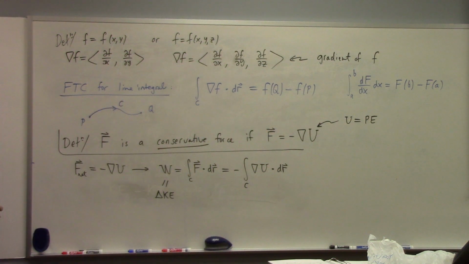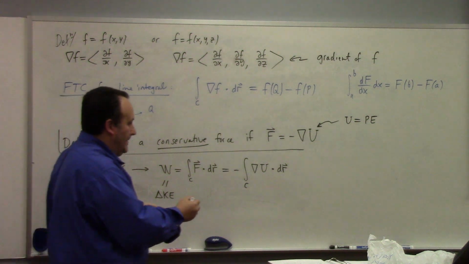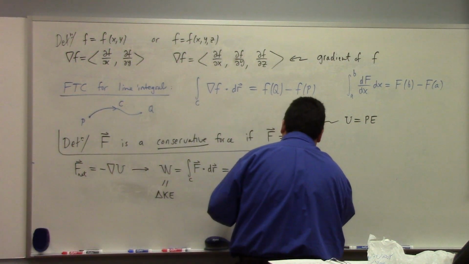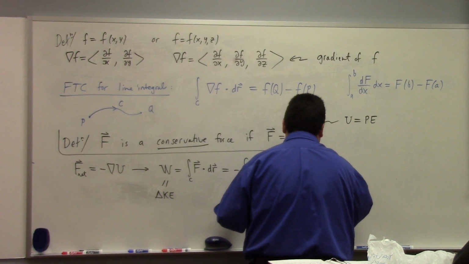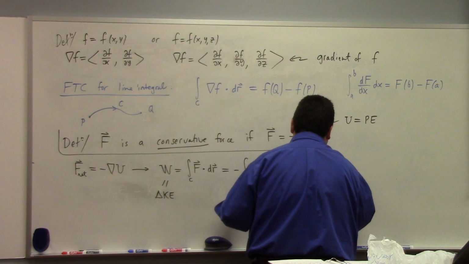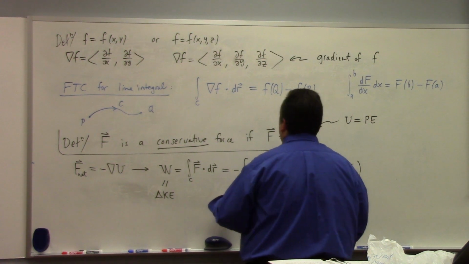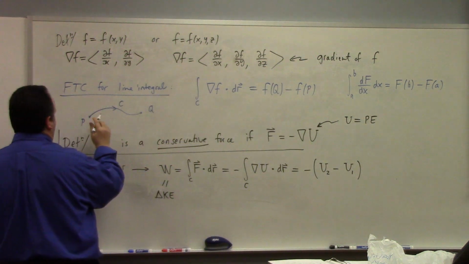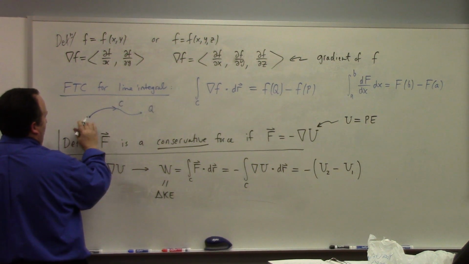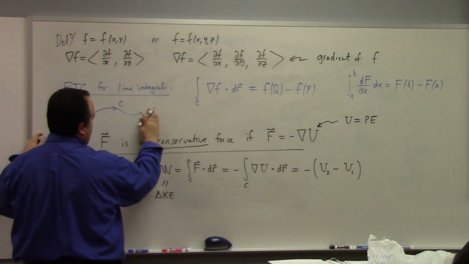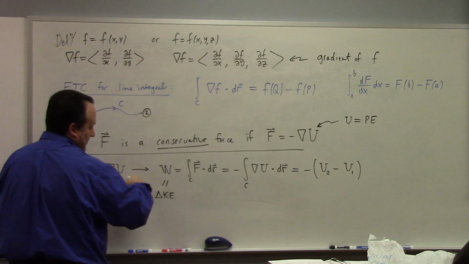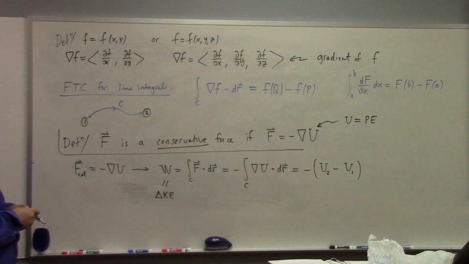And so by the fundamental theorem of calculus for line integrals, that is equal to what? Well, that's equal to minus u of the ending point minus u of the starting point. So here I'm assuming that the curve goes from point 1 over here to, let's say, point 2 for the sake of this discussion down here.